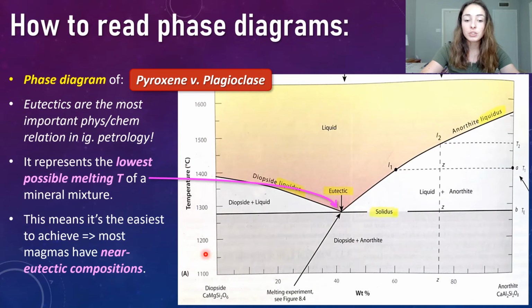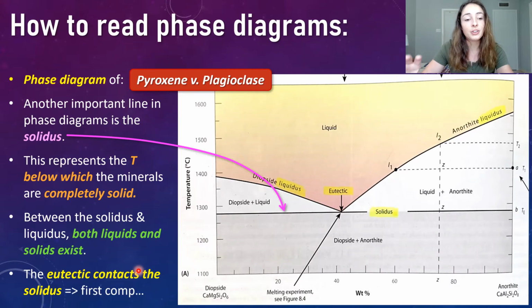This mixture of diopside and anorthite is the composition of those two minerals that is most often achieved when melting mixtures of diopside and anorthite, because it requires the lowest amount of heat or the lowest amount of energy, which Earth doesn't have all that much heat to give away. So it's going to most often melt eutectic compositions or near eutectic compositions of solid rocks.